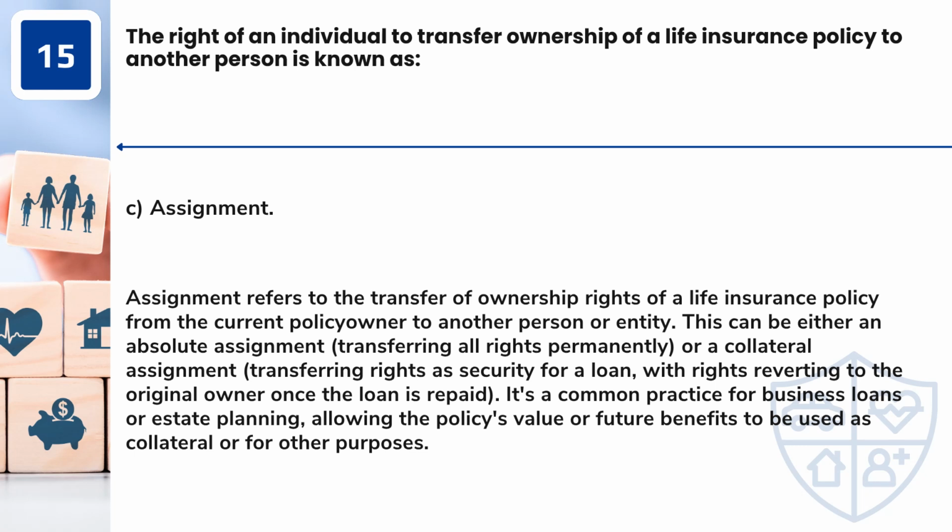Answer: C. Assignment. Assignment refers to the transfer of ownership rights of a life insurance policy from the current policy owner to another person or entity. This can be either an absolute assignment, transferring all rights permanently, or a collateral assignment, transferring rights as security for a loan, with rights reverting to the original owner once the loan is repaid. It's a common practice for business loans or estate planning, allowing the policy's value or future benefits to be used as collateral or for other purposes.